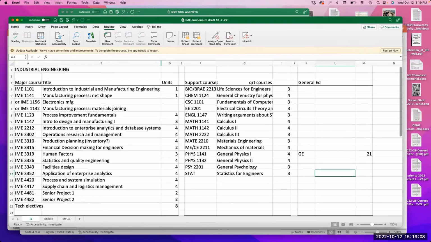Another question I have is, does this protect the same kind of percentage of credit hours that are lab-based versus what it is today? Is this an increase in lab hours, or a decrease, or is it the same?